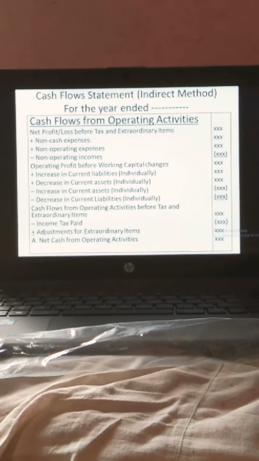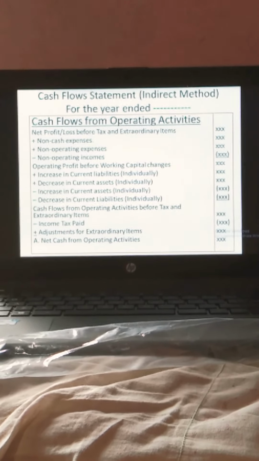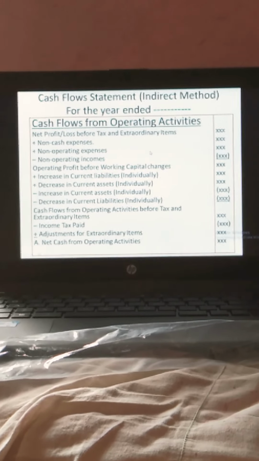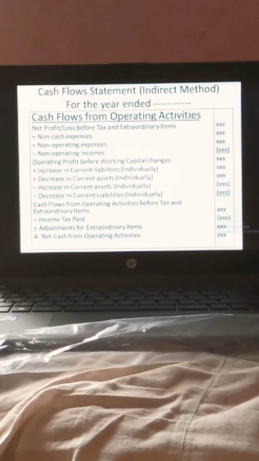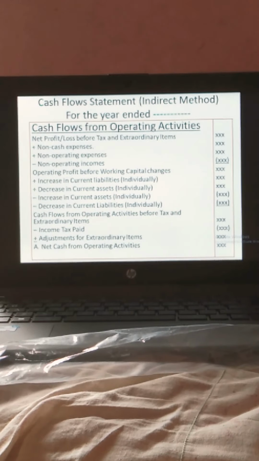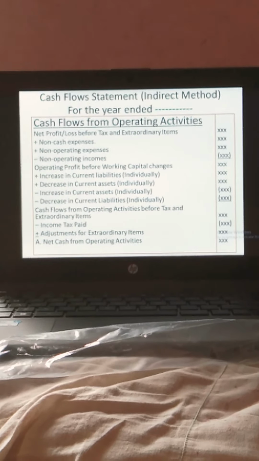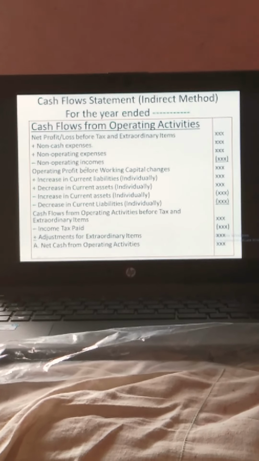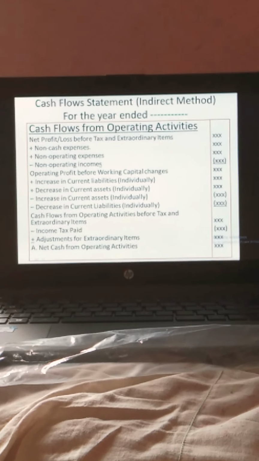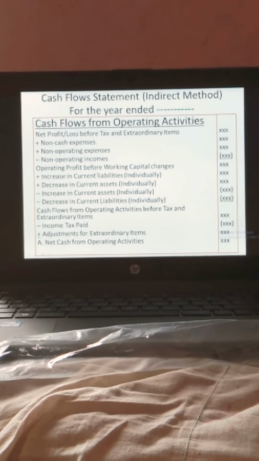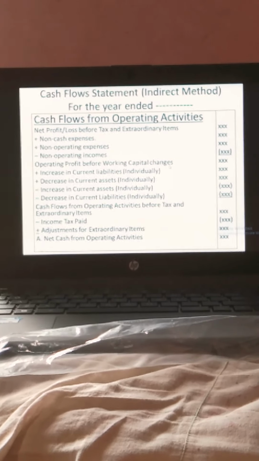In the same way, any non-operating expenses included in the profit and loss account should be added, like any interest paid, any loss on sale of fixed asset or investment. All these should be added. From that, you have to deduct the non-operating incomes, like profit on sale of investment or assets, like that. Then you are getting operating profit before working capital changes.